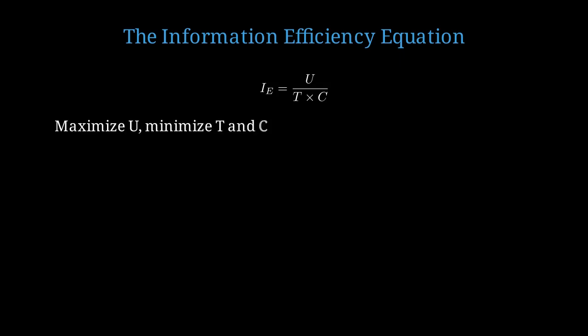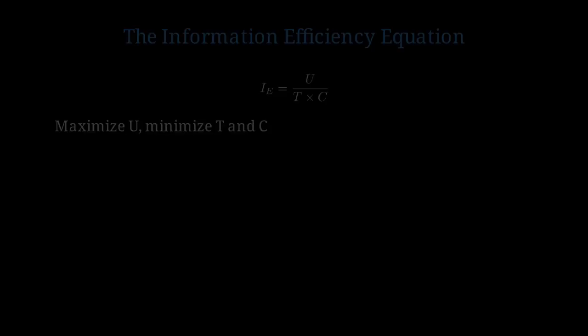Let's look at information efficiency, a critical concept for the modern learner. Information efficiency equals useful knowledge gained divided by time times cognitive load. IE is efficiency, U is useful knowledge, T is time, and C is cognitive load. Your goal is to maximize useful knowledge while minimizing time and cognitive load. This is where AI becomes your ally, not your competitor.